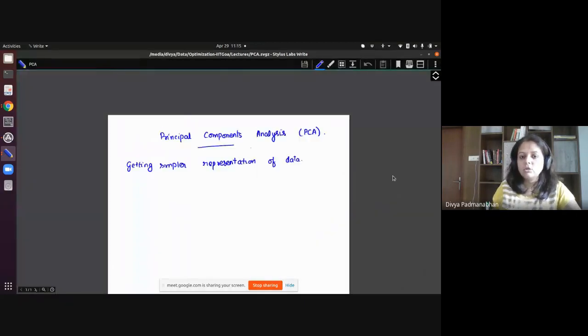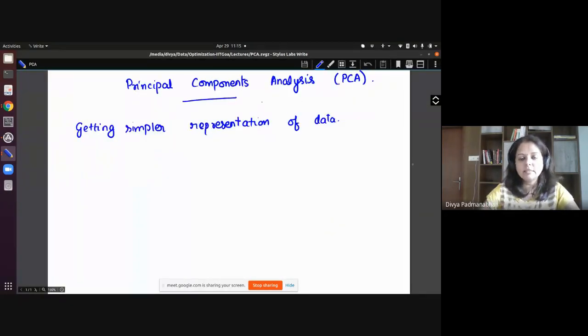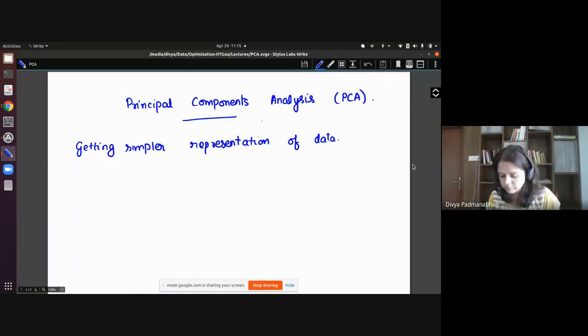Yeah, so what I will do is, I will just talk of some intuitions about the PCA method, and a view of it from optimization.